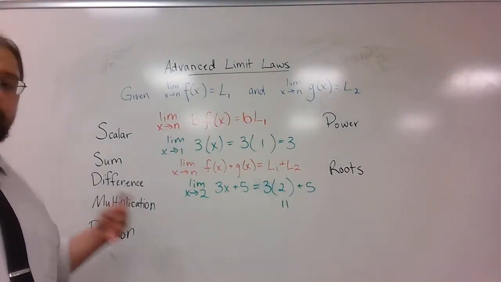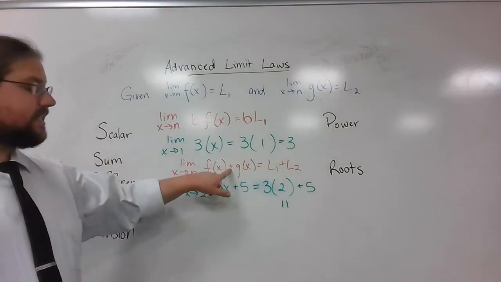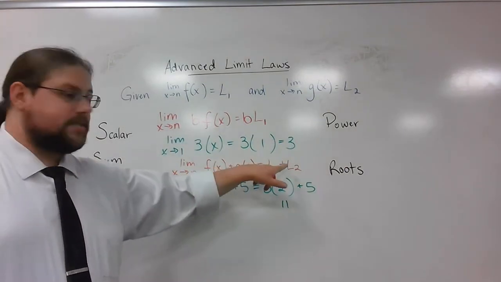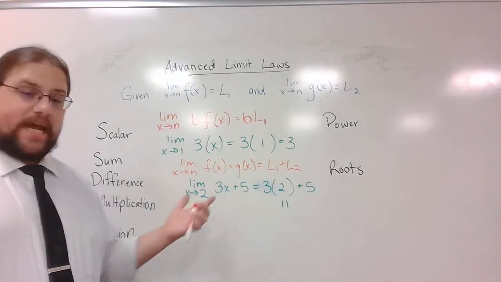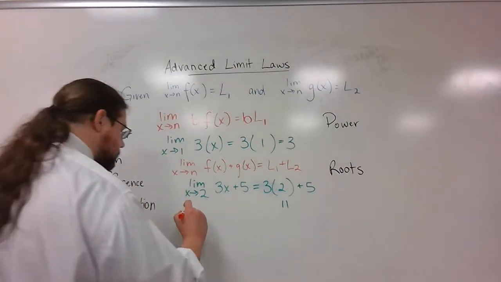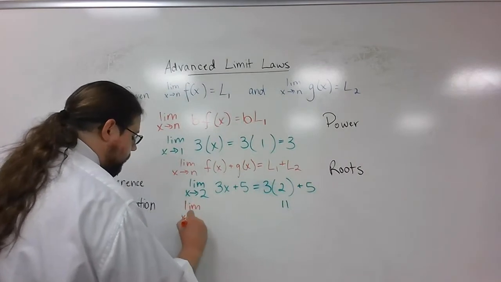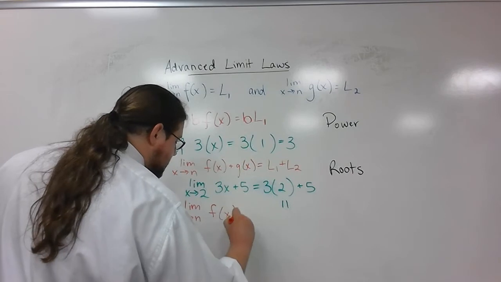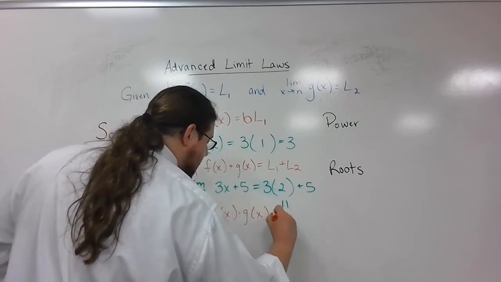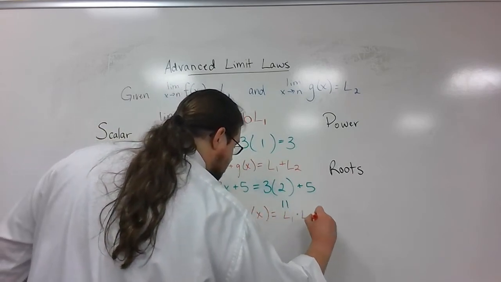Now the same thing is going to happen with the difference. The only thing I'm going to do is instead of this being a plus, it's going to be a minus. Same thing's going to happen over here. For multiplication, same kind of idea. I'm going to write this down. So if I have two functions that are being multiplied together, for instance, f of x times g of x, I could just multiply their limits together.